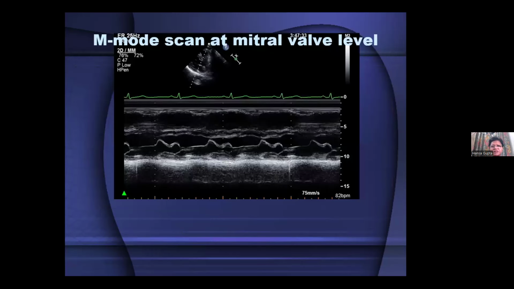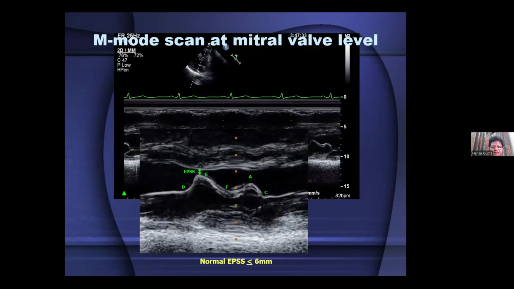Now coming to the M-mode scan at the mitral valve level. Here we have cut across the anterior mitral leaflet and you can see the waveform here. E wave, A wave, this is the septum, this is the posterior wall, and this is the LV cavity. Now what I'm going to show you is an important parameter we are going to discuss here, the EPSS. What is this? This is E point septal separation. See here, this is the distance here. Normally it is less than 5 to 6 millimeters.